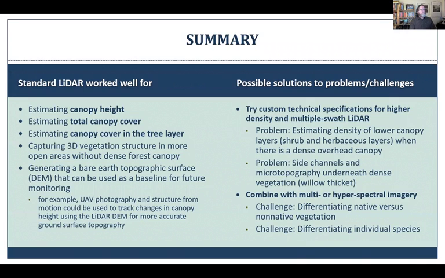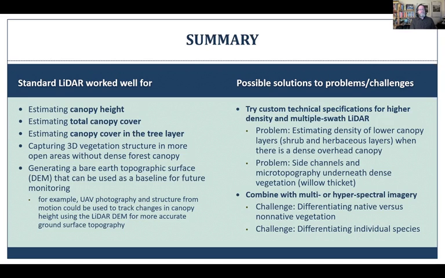So to summarize, our standard LiDAR approach worked well for estimating canopy height, estimating total canopy cover, and estimating cover in the tree layer itself. We can also use standard LiDAR for capturing 3D vegetation structure in the more open areas, but we definitely are having problems in the denser areas of riparian forest. And as I mentioned, we can also use the LiDAR to generate a bare earth topographic surface like we've been doing for years, and that could serve as a high resolution base elevation that can be coupled with subsequent drone or UAV photography to track canopy height changes through time without having to repeat LiDAR at frequent intervals.